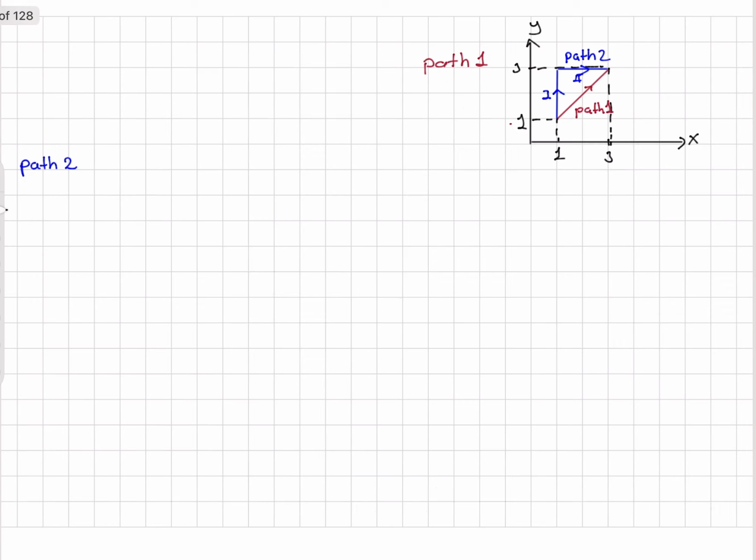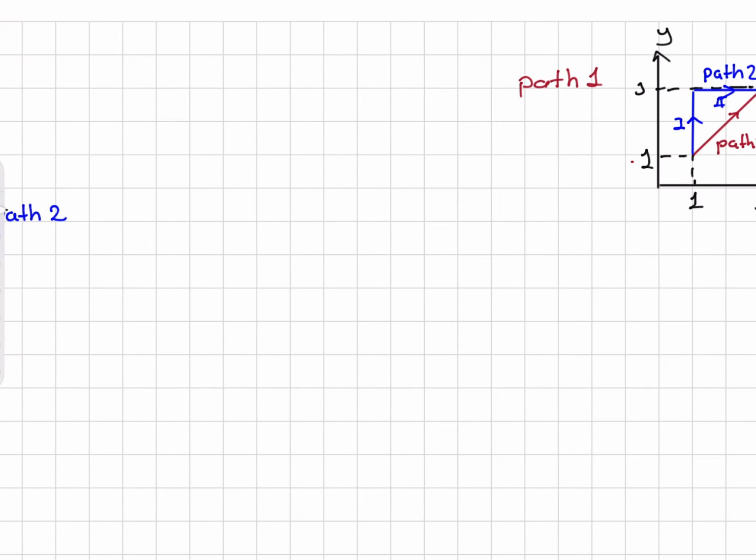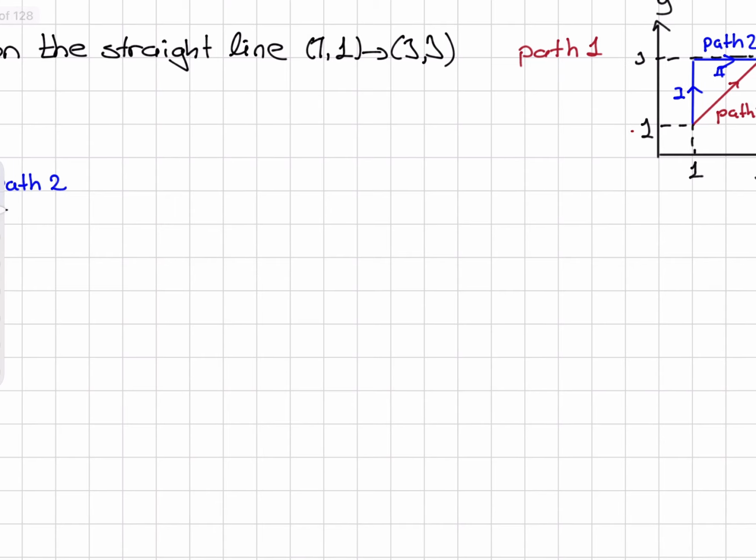x is equal to y on the straight line from (1, 1) to (3, 3). All right. I'm going to call this path 1. And then we can calculate the work done by the force, dr dot F, that's the differential work done.